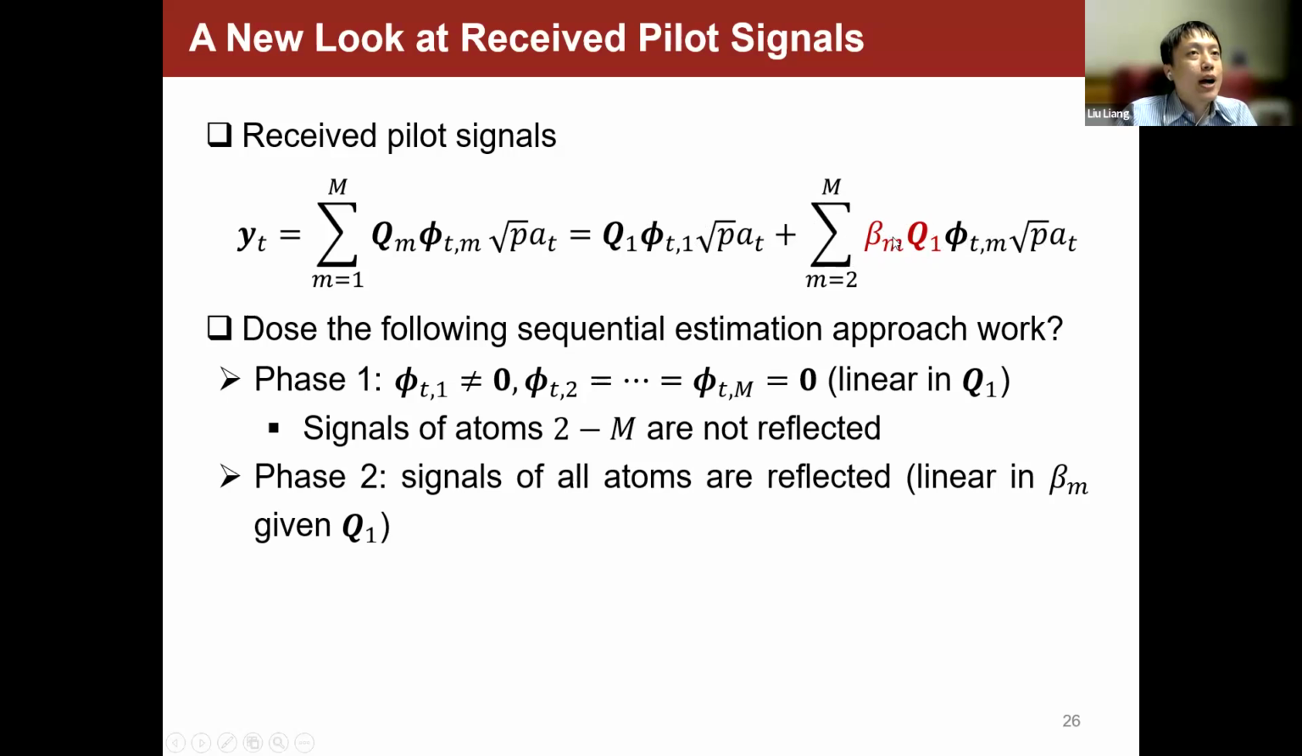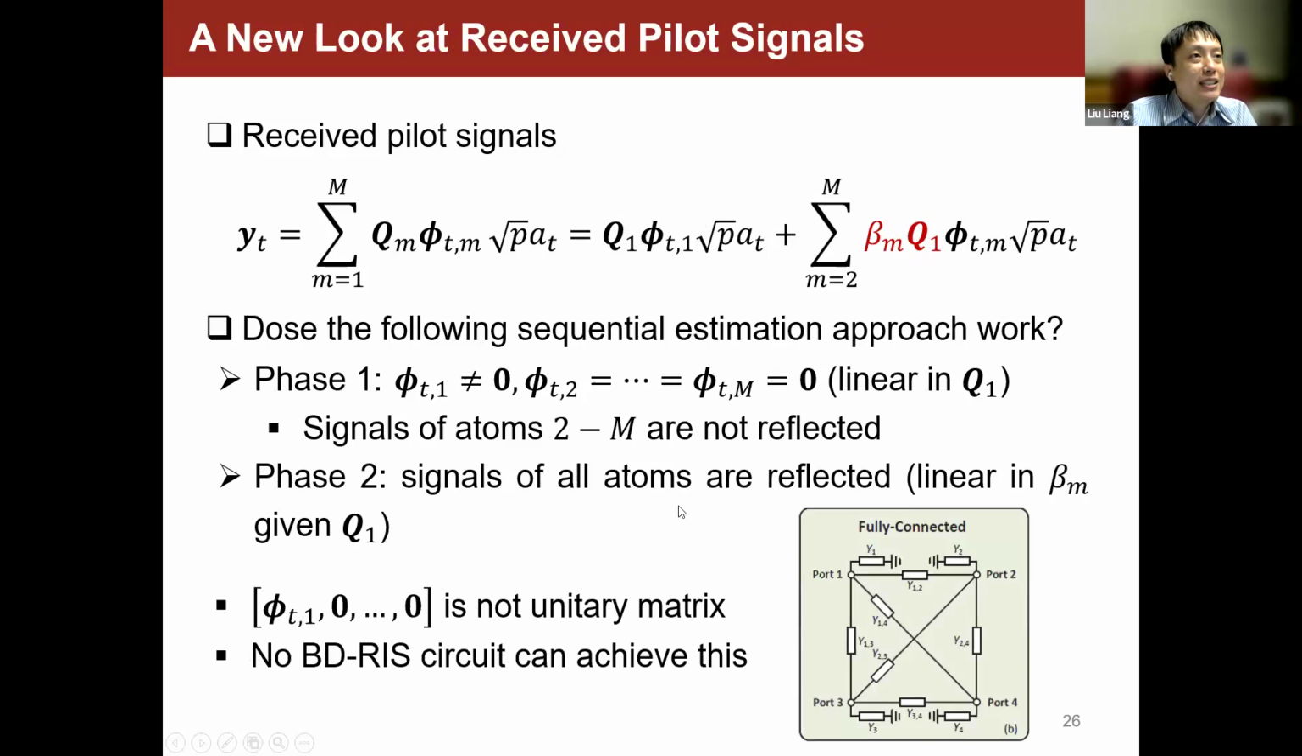Then we already know Q1, then this is a linear function of beta m. Then we can estimate beta m, right? By solving some linear equations. But the issue is that if we have a unitary matrix constraint, this is not feasible. Because in phase 1, we just want to turn on the first elements. The other elements, the reflecting coefficients, are 0. So the first column is non-zero, the other columns are 0.